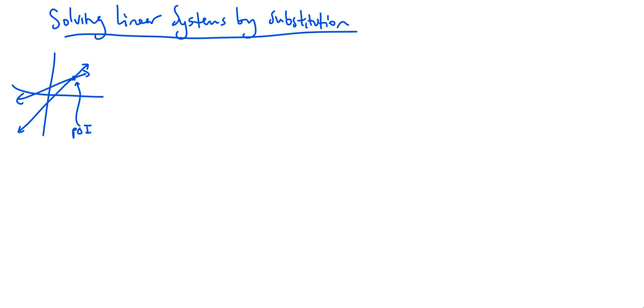But solving linear systems by substitution is an algebraic method for when you don't have the graph, or when the lines are not easy to graph because the numbers make them hard to read on a graph. So I'll give you an example. Here is a linear system, and we're just going to look at it algebraically. We're not even going to bother graphing it.